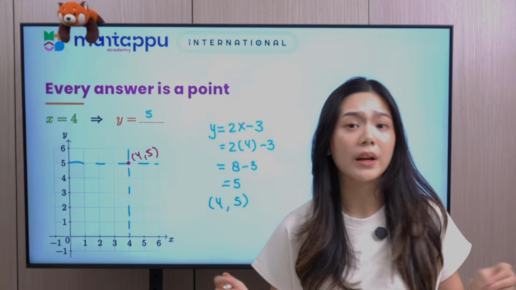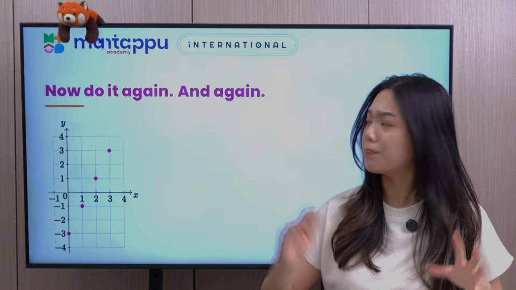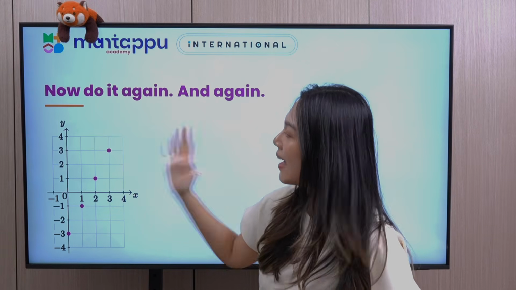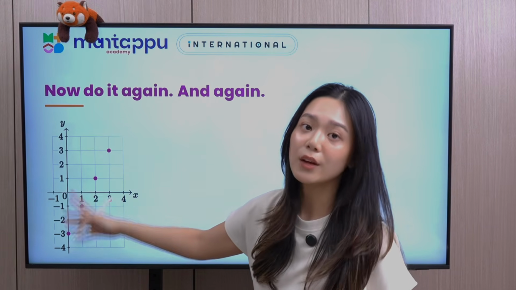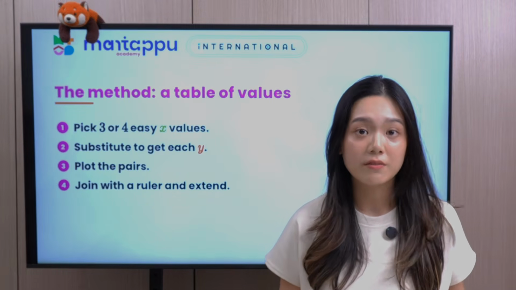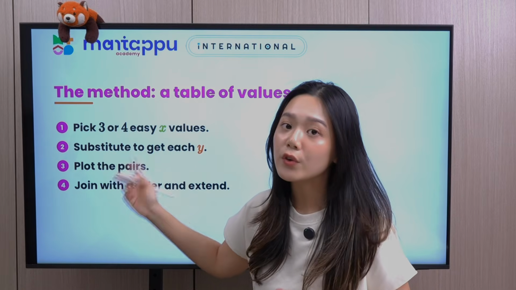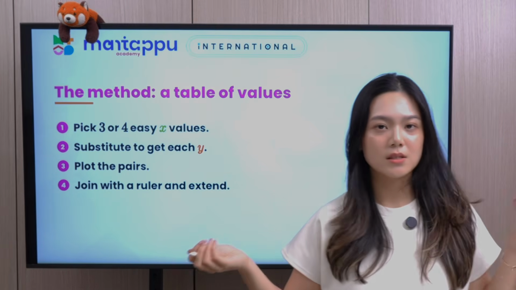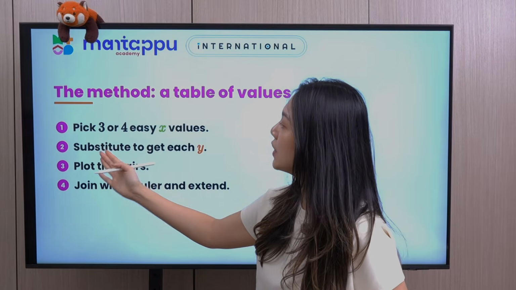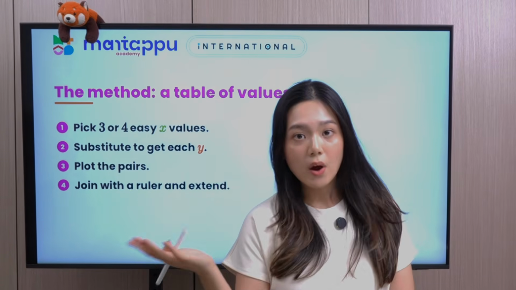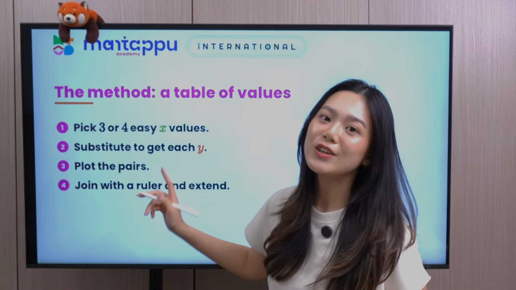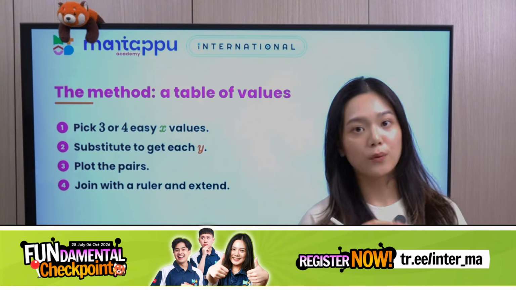Now this is just one point. How do we get a line from this point? You basically just have to do it again and again with other inputs, other values of x, and then we will have multiple points and we can connect them to form a line. So basically this is the method that we call table of values. We first pick 3 or 4 easy x values, whatever is the easiest for you. I like to put in 0 or 1, and then we substitute each x to get the respective y. And then from then on we can get a pair of points, x and y, and we join those points to form a line with a ruler, and we have to extend it.